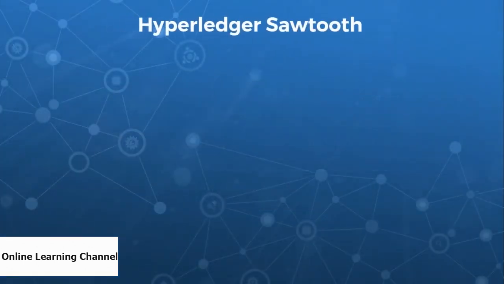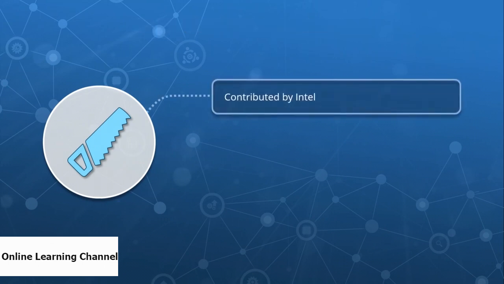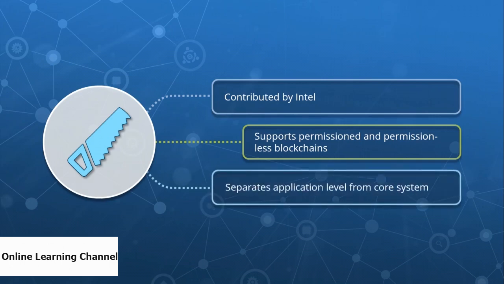Moving along now to Hyperledger Sawtooth. So this is a framework which has initially been contributed by Intel. It offers support for both permissioned as well as permissionless blockchains. One of the key features of Sawtooth is that it separates the application level from the underlying system. So it is possible for you to build applications for Hyperledger Sawtooth using high-level abstractions.